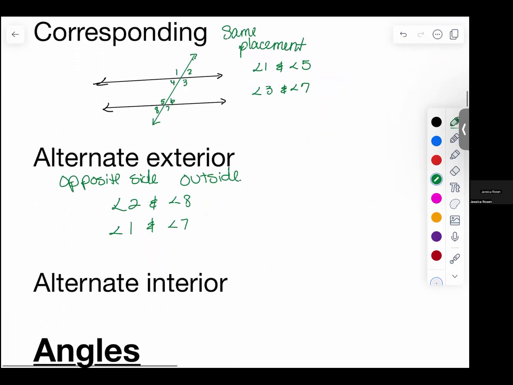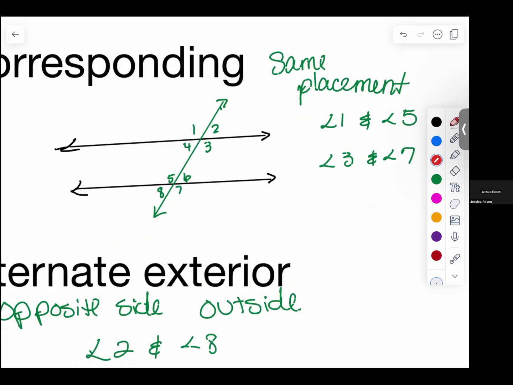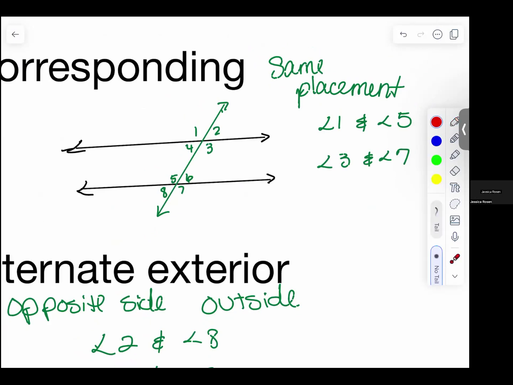And then we have alternate interior angles. So same thing, it's going to be opposite side, inside angles. Sorry, my pen must need charged. So again, if we look at here, we're going to look at the interior angles, which are the inside, in between the parallel lines. So alternate means opposite side of the transversal, interior.